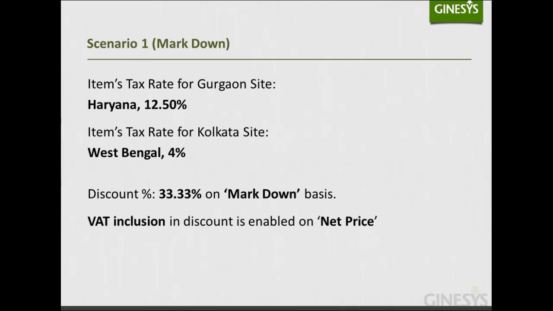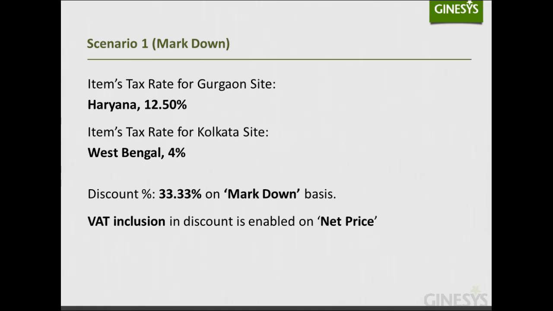The item's tax rate, that is the rate at which the customer has to pay the tax amount to the government on sale of the good, is 12.5% for the Gurgaon site, which lies in Haryana, and 4% for the Kolkata site, which lies in West Bengal.